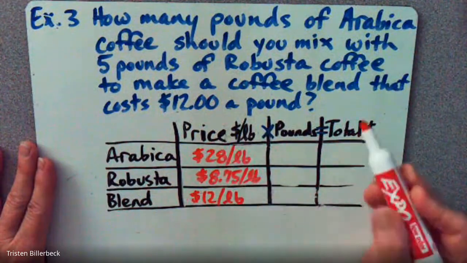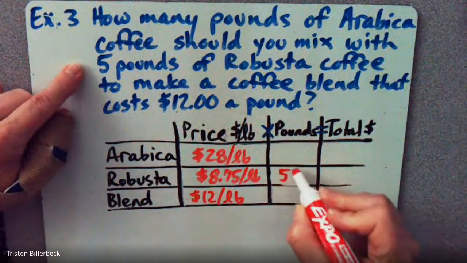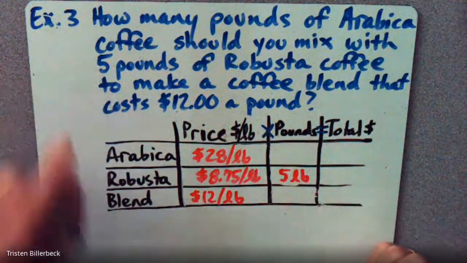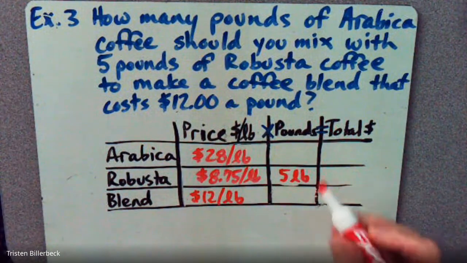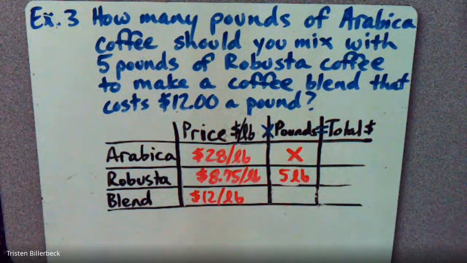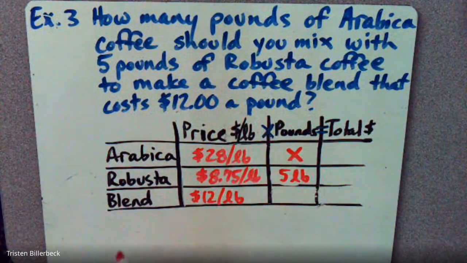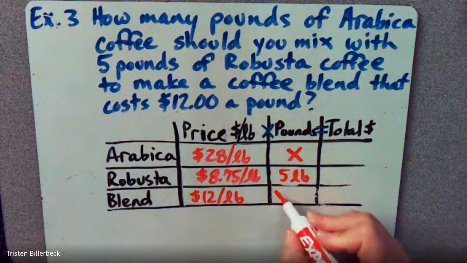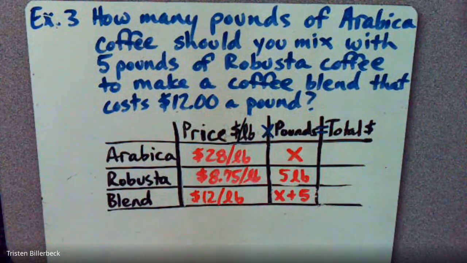Okay. So now we know we had 5 pounds of Robusta. So we're going to write 5 pounds right here. Okay. So we don't know how much Arabica we're going to put in there. So we're going to put X for Arabica coffee. Okay, so if we want to know how much total poundage we have for the blend, we're going to write X plus 5. And that gives us the total amount of coffee for the blend.